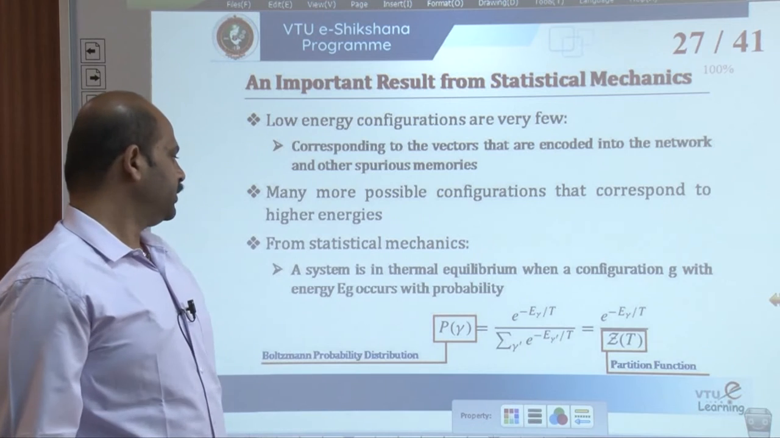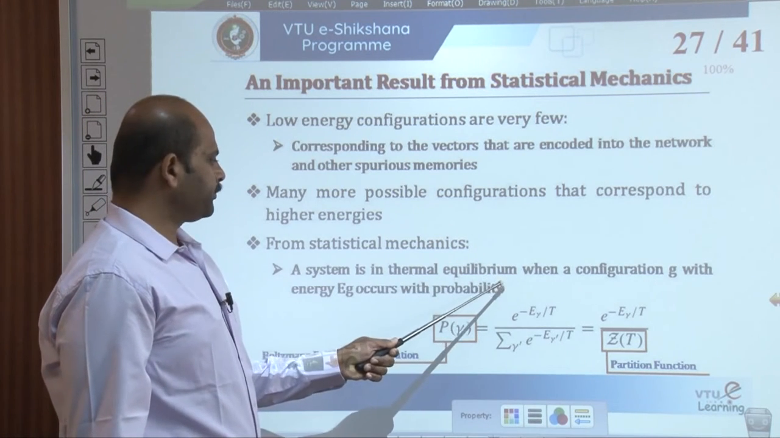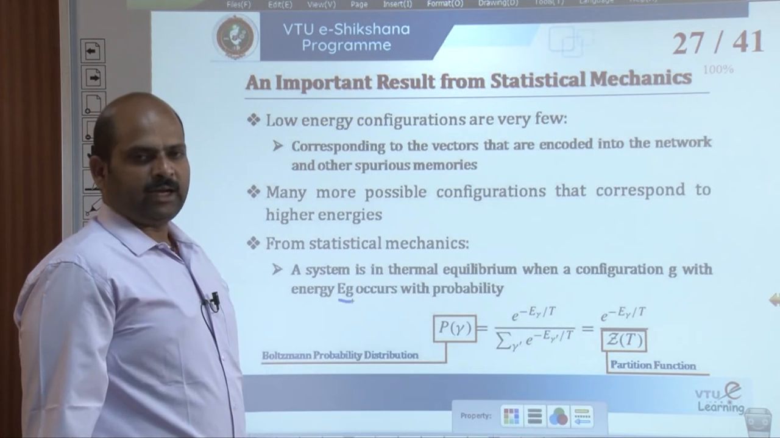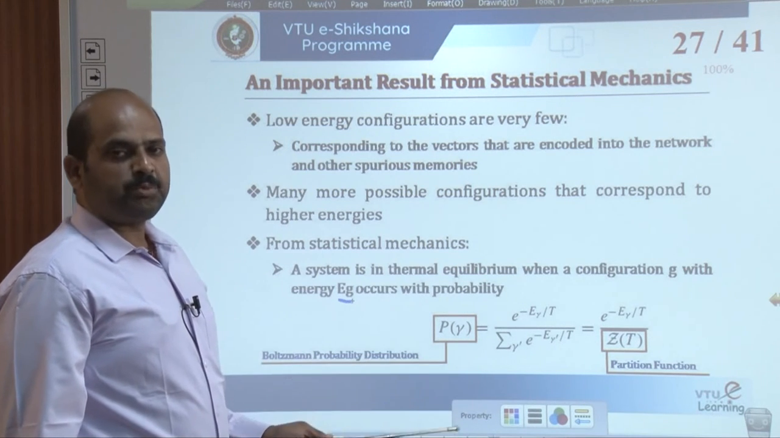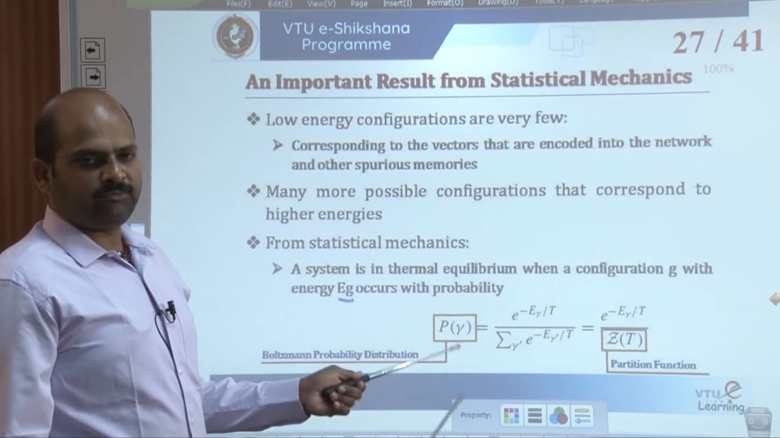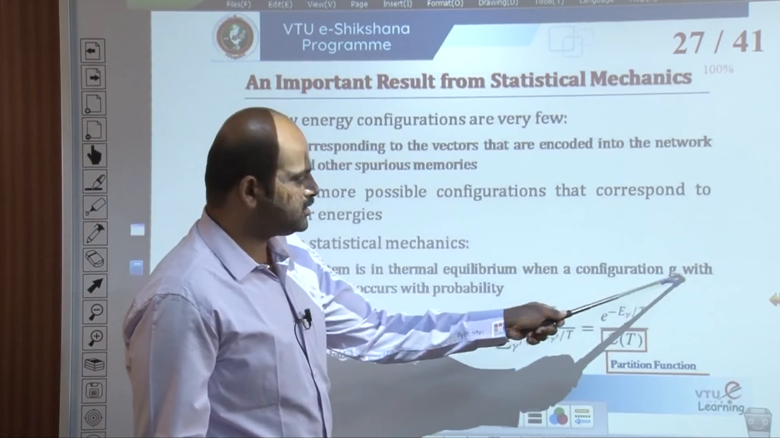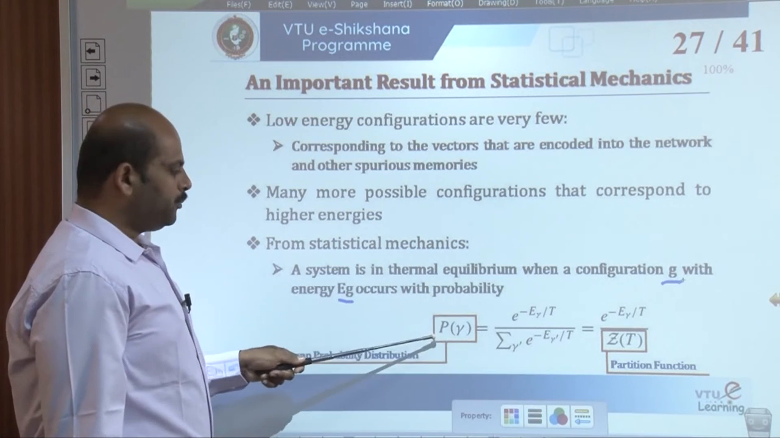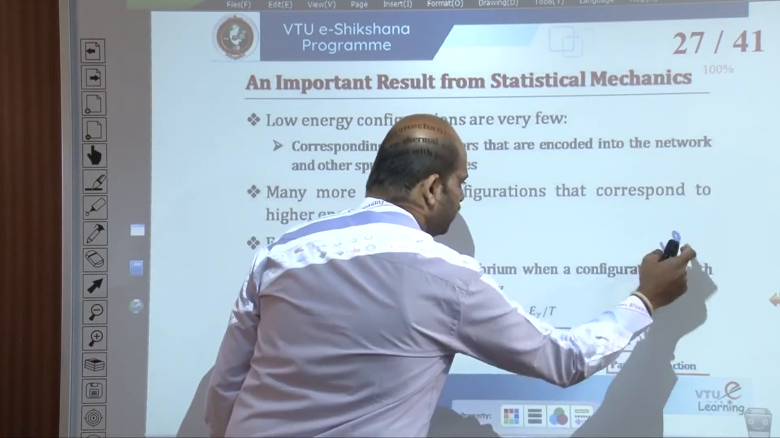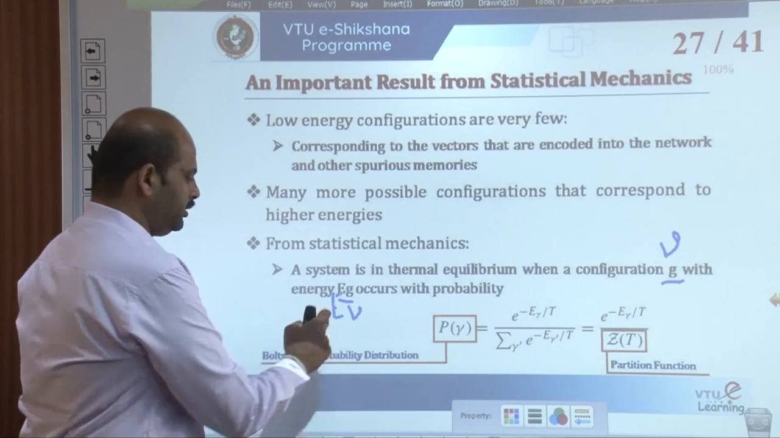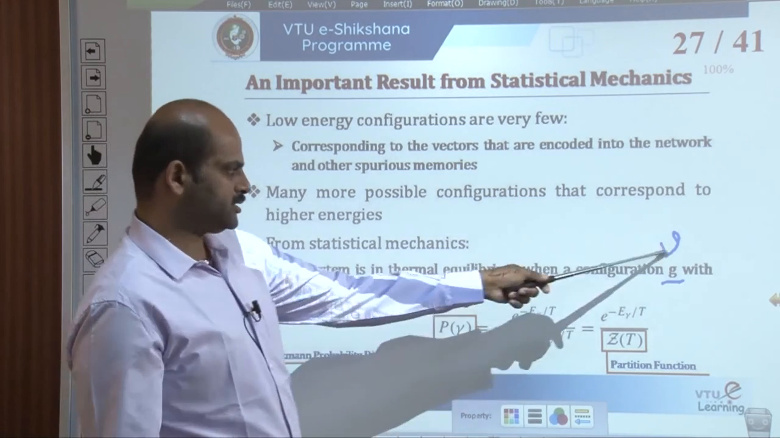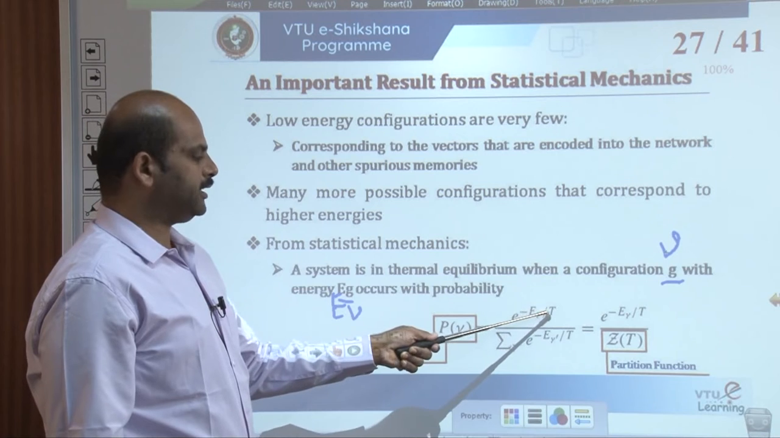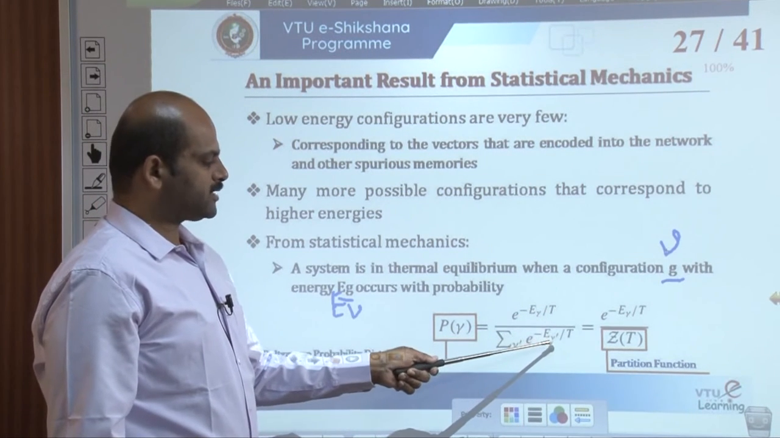In statistical mechanics, a system is in thermal equilibrium when a configuration G with energy E_G occurs with a probability. We know the system is thermally in equilibrium when a configuration G, which we may take as gamma, with energy E_gamma occurs with the probability P of gamma, equal to e to the power of minus E_gamma by T, divided by the summation of e to the power of minus E_gamma dash by T.